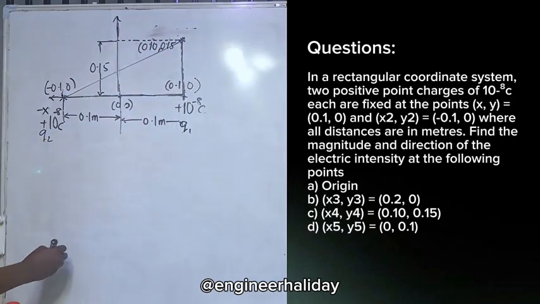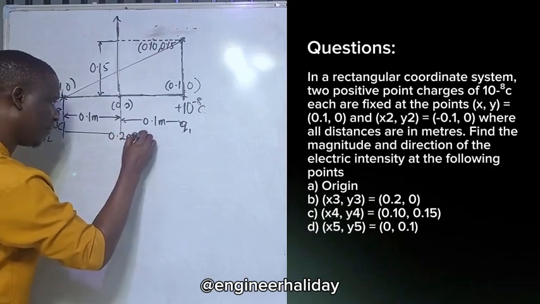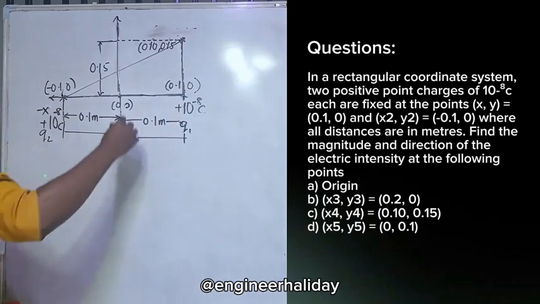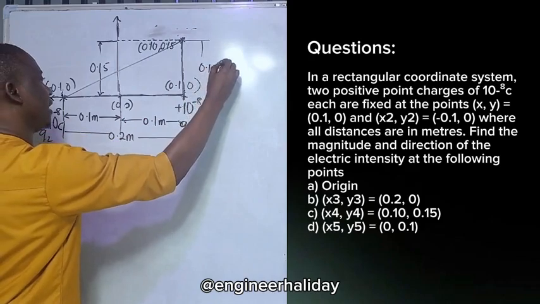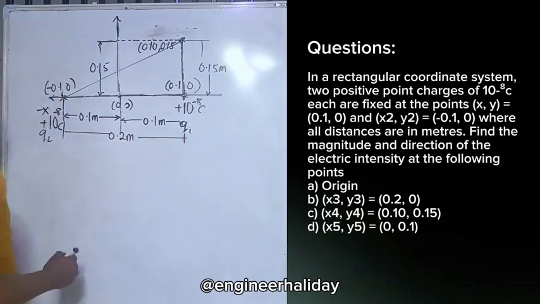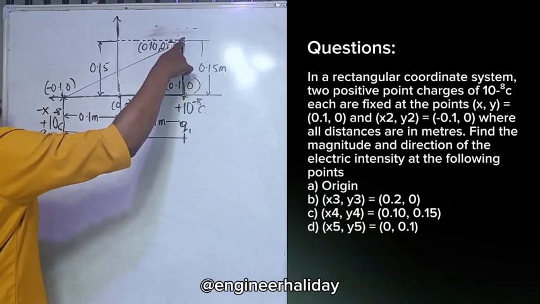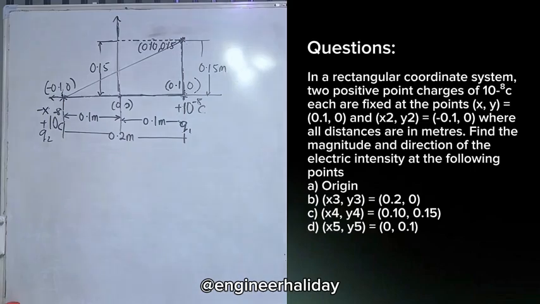Now, we need to calculate from here to this place. What is the value? From here to this place is 0.2 meter. Don't forget, because 0.1 plus 0.1 is 0.2 meter. From here to this place is 0.15 meter. Now, this is positive charge. You go anywhere you want to calculate electric field. I told you to place a test charge here.